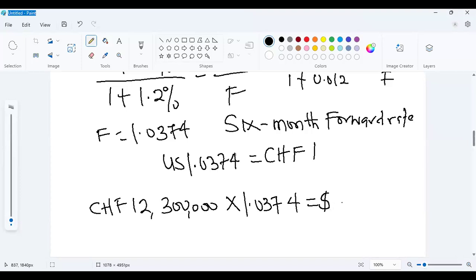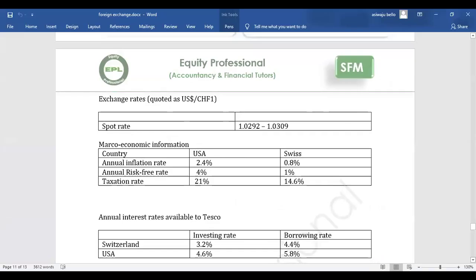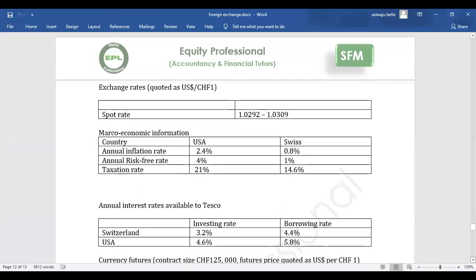12,760,020 naira. This is the dollar the company will receive in 6 months' time. If the company hedges with the forward market, and this amount is binding, once you hedge with the forward market, that means we are done with strategy 1.